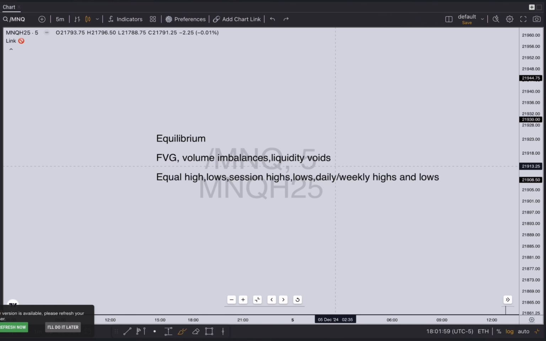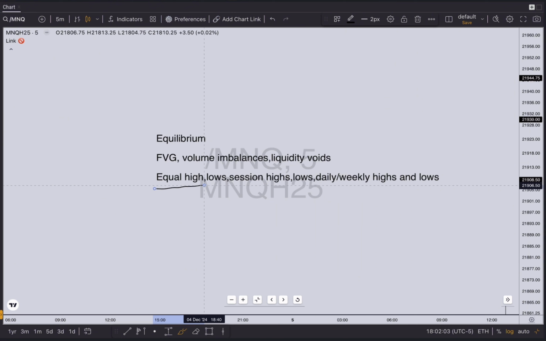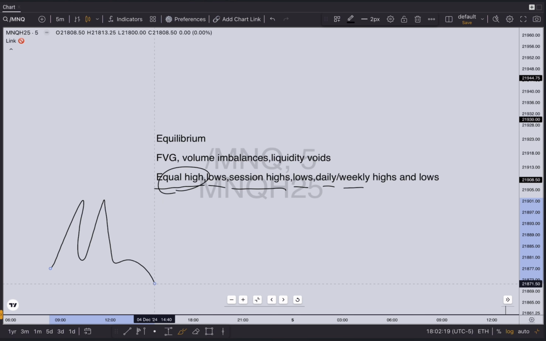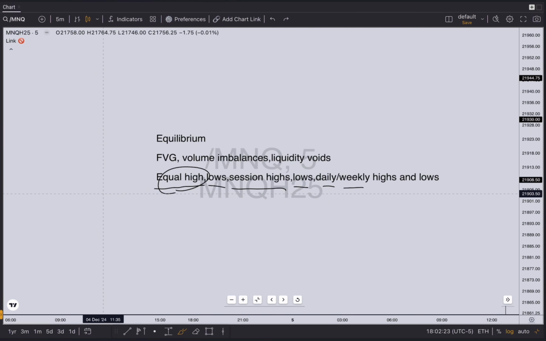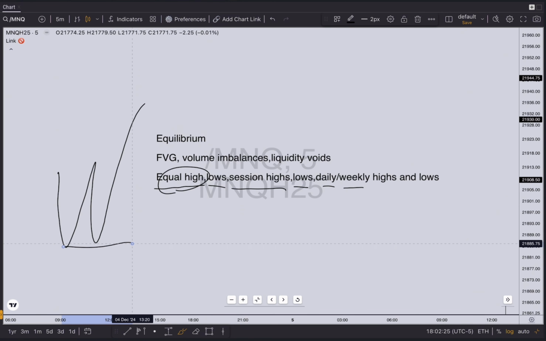Or the market is headed to take out or sweep equal highs or lows, session highs or lows, daily, weekly highs and lows, all of that. That is liquidity. Anywhere you have equal highs, something like this, I'm going to show you guys, you have liquidity resting above. Equal lows, you have liquidity resting below, and the market will seek that liquidity to take it out.